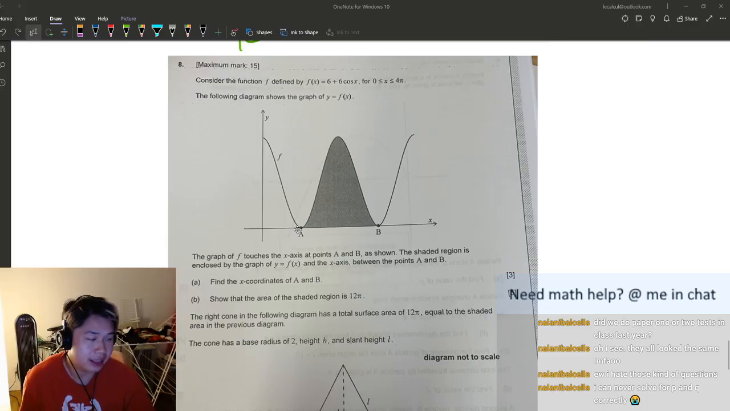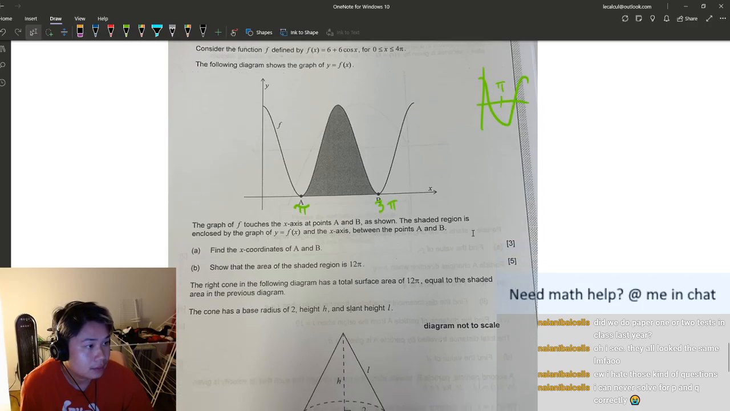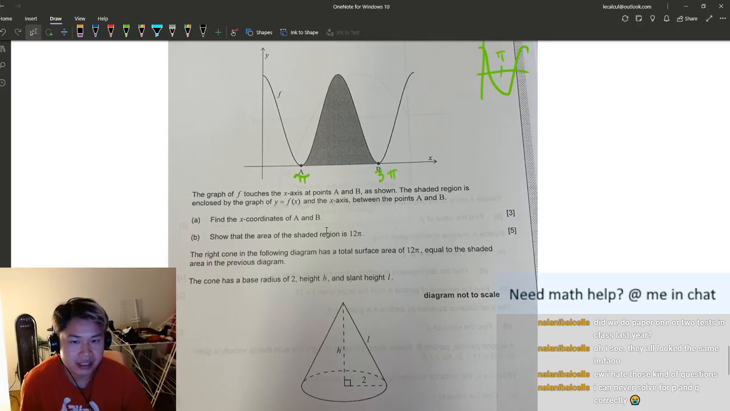The lowest point in a cosine graph with a period of 2 pi is at pi, every other pi. So at pi, and then at 3 pi, because a normal cosine graph looks like this, right? And then right here is pi. So there's A and B. Then we need to show that the shaded region is 12.